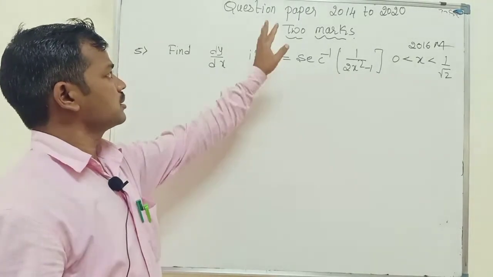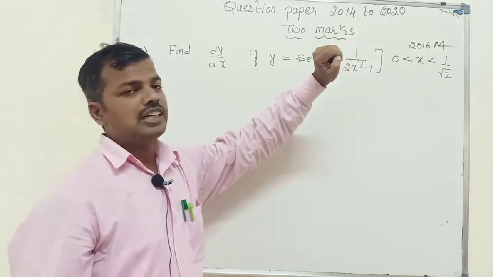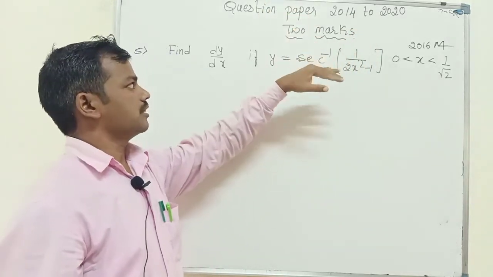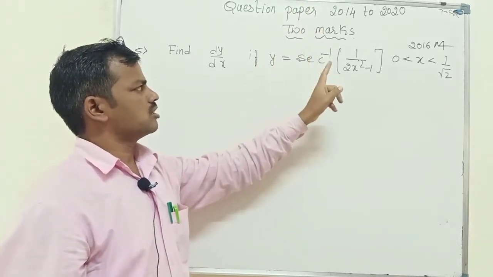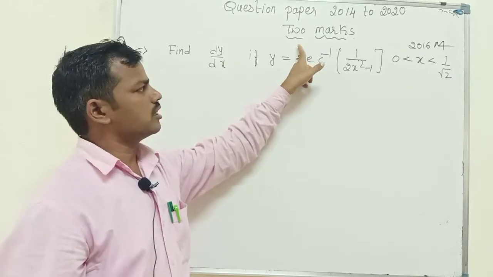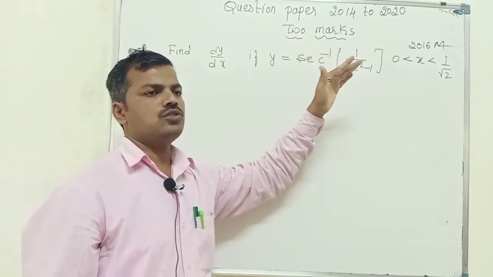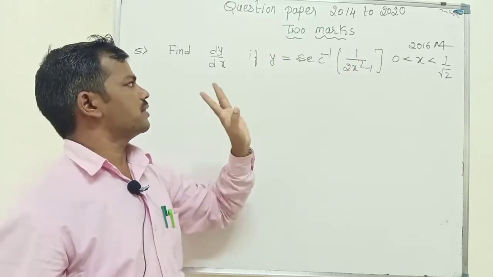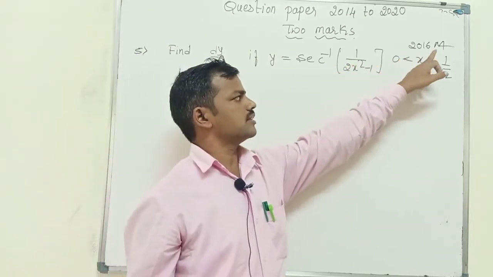Classes we are going to discuss, that is a question paper from 2014 to 2020 on the chapter continuity and differentiability. We have already completed the 1 mark questions from this chapter, and next we came to the 2 marks. In that, up to 2015 July we have completed. So mainly 4 questions we have completed. Next we come to the 5th question.